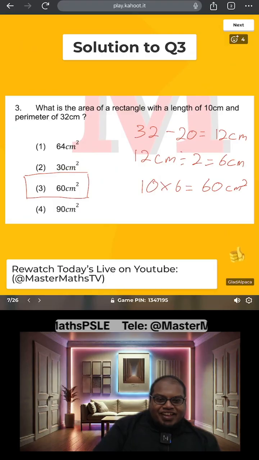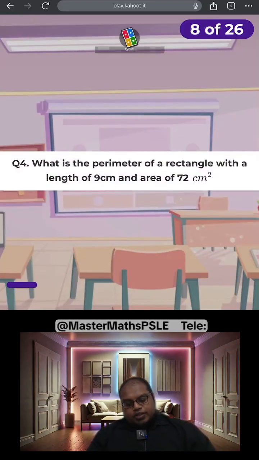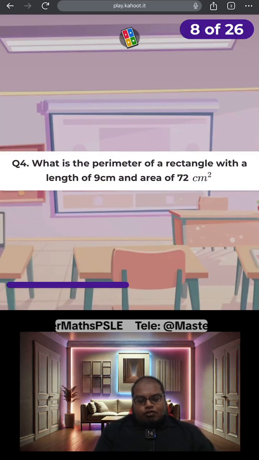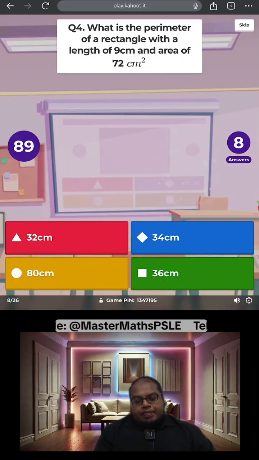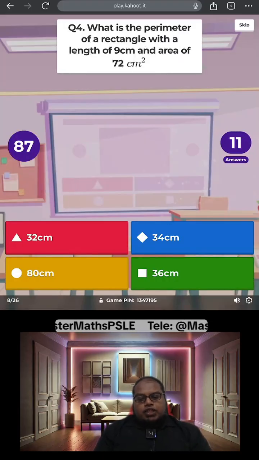Okay, now let's go to question 4. What is the perimeter of a rectangle with a length of 9 cm and area of 72 cm square?